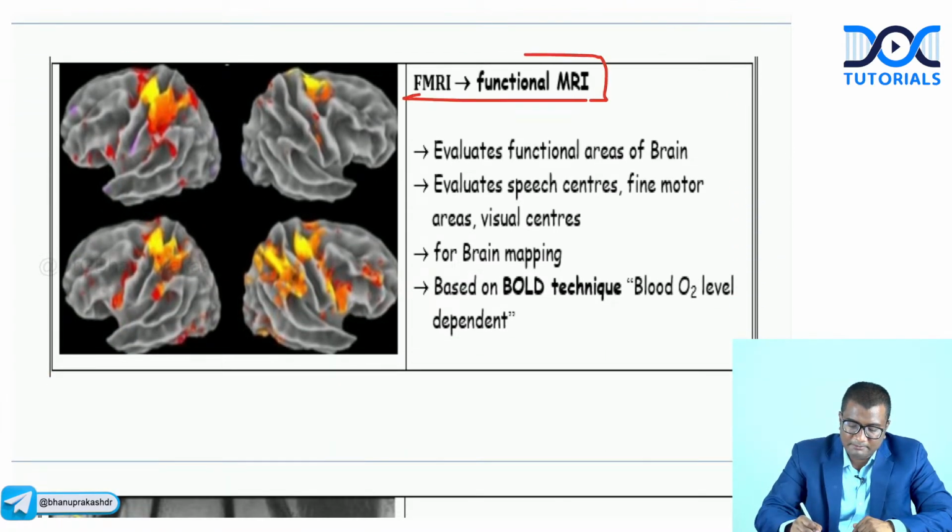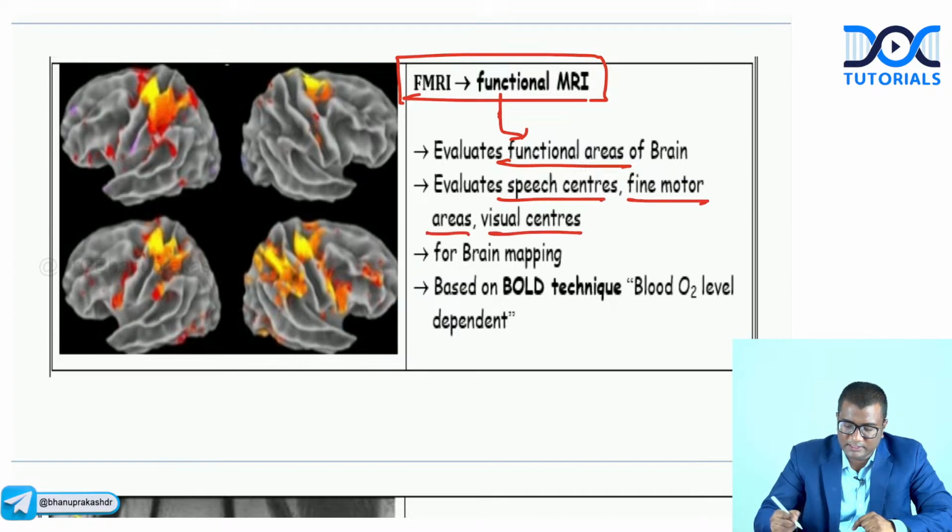Next, coming to functional MRI or fMRI. Functional MRI, as the name says, is to look at functional areas of the brain. What do you mean by functional areas? The speech centers, the fine motor areas, the visual centers, right?